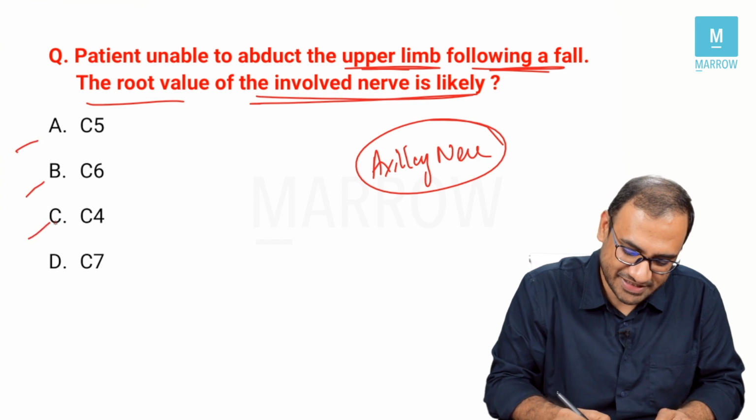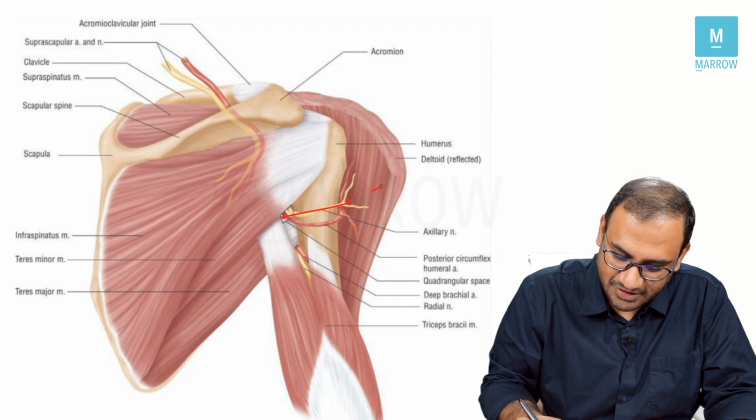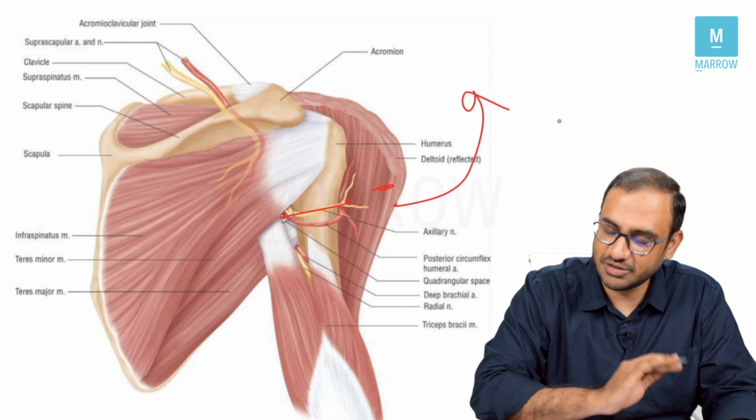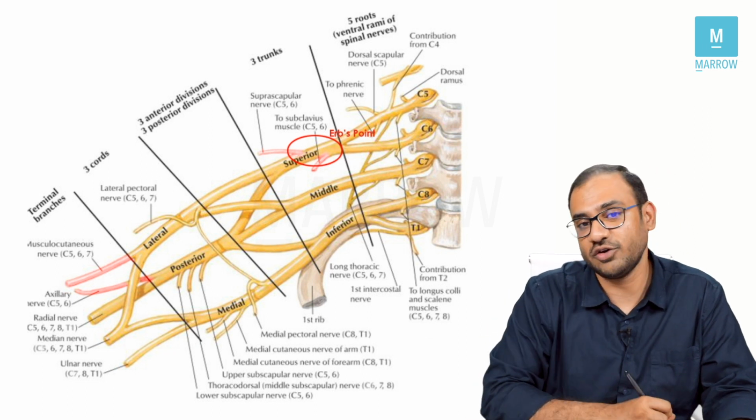You have C5, C6, C4 and C7. So let's look at this. This is your axillary nerve supplying deltoid, which helps in shoulder abduction, but axillary nerve is not in the options. For that you have to remind yourself about the root value of axillary nerve.